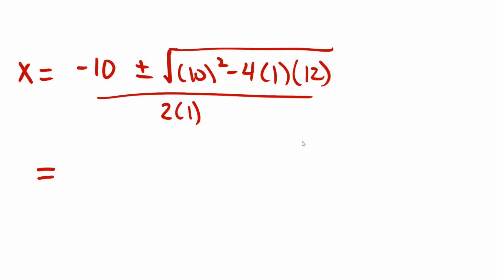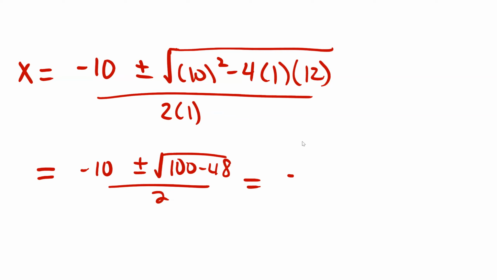I'm lost after I got to 52. Negative 10, let's see, plus or minus. So this is 100 minus 48 all over 2. So this is negative 10 plus or minus square root of 52 all over 2.